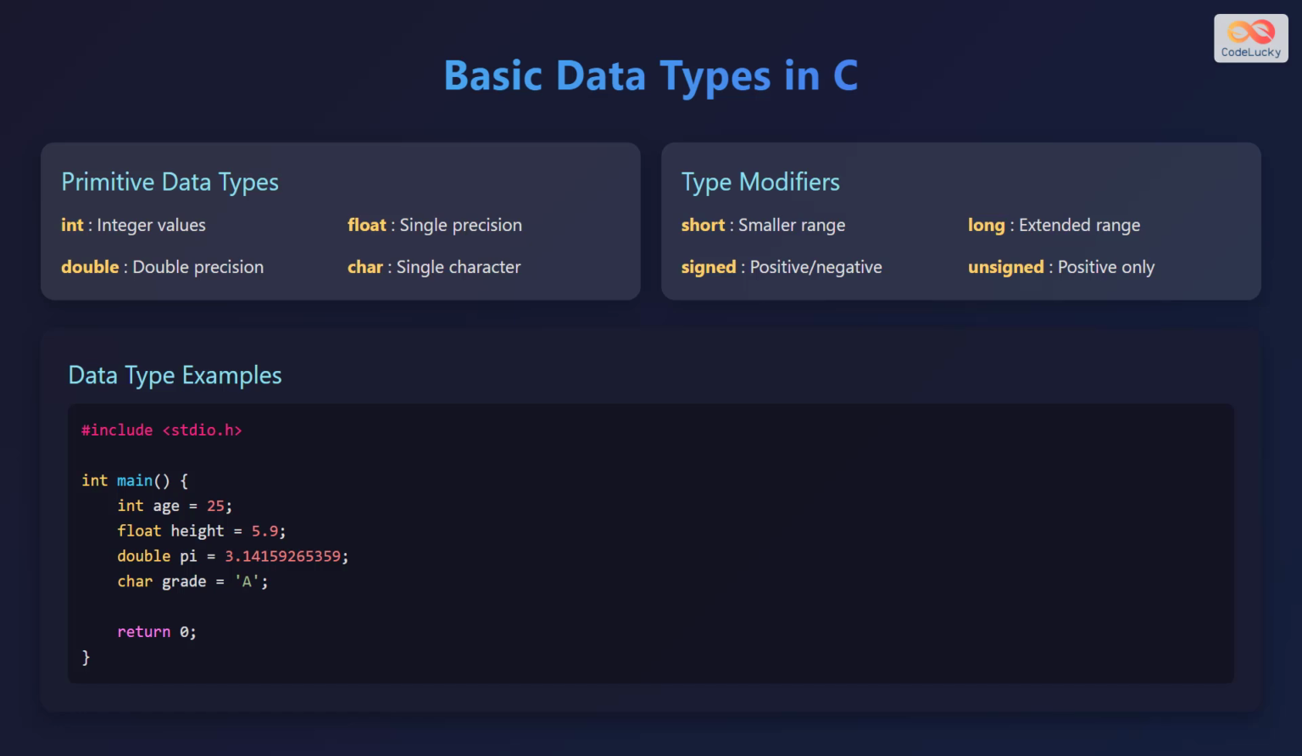First, an integer variable age is declared and initialized with the value 25. Second, a float variable height is declared and initialized with the value 5.9. Third, a double variable pi is declared and initialized with an approximate value of pi. Fourth, a character variable grade is declared and initialized with the character a.